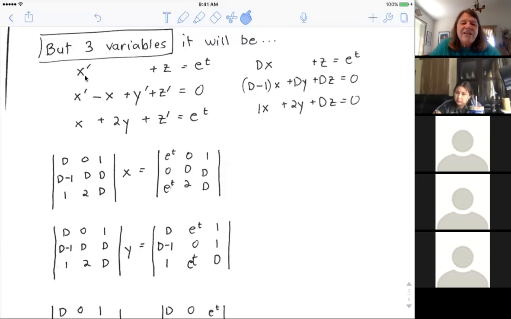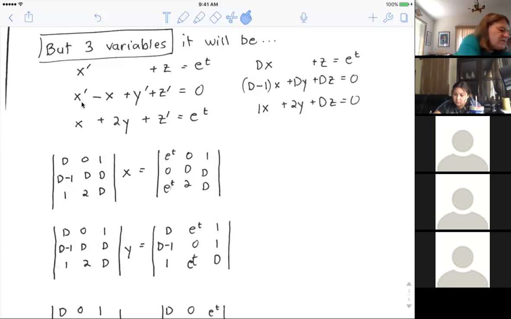You look at that and it's hard to even tell what you would eliminate. On the right-hand side are my functions: e to the t, 0, and e to the t. So if I want to find out what the equation for x is, I'll pick off the coefficients here. I'll write it in operator notation first. So it's Dx plus z equals e to the t.